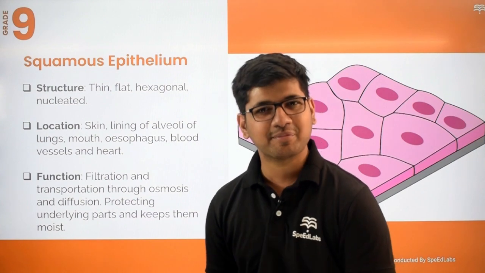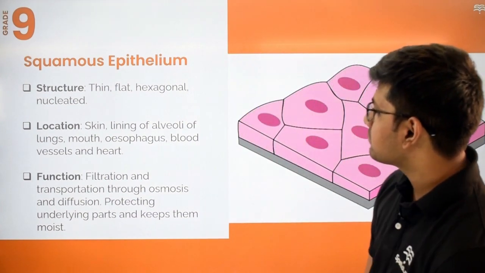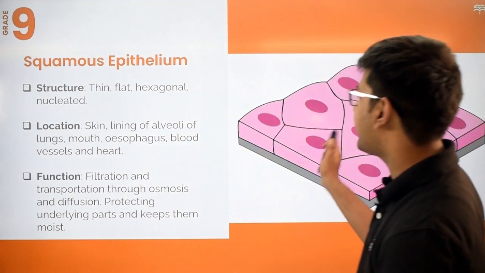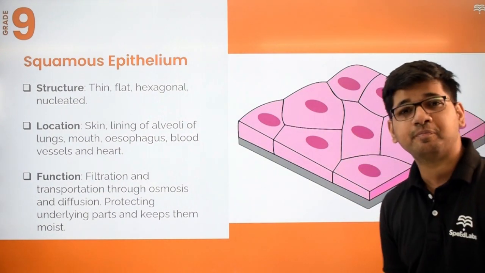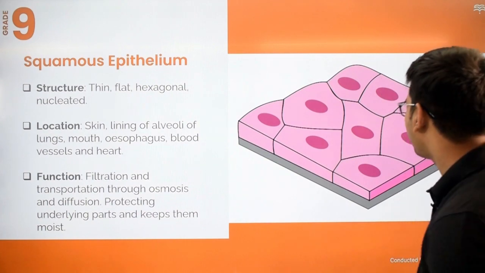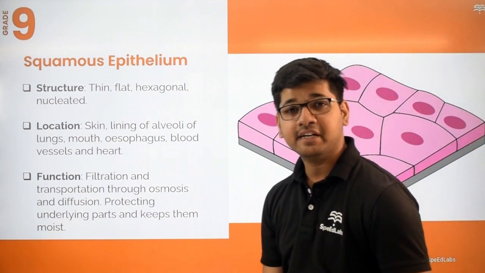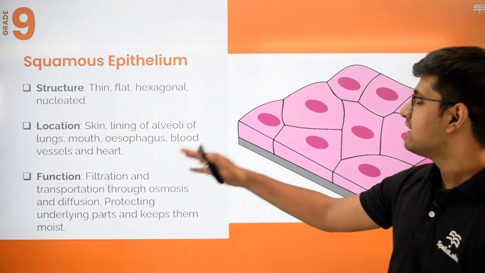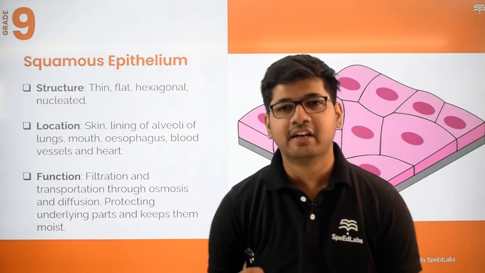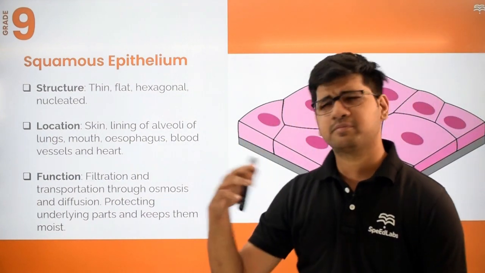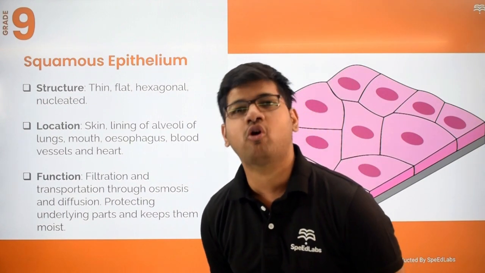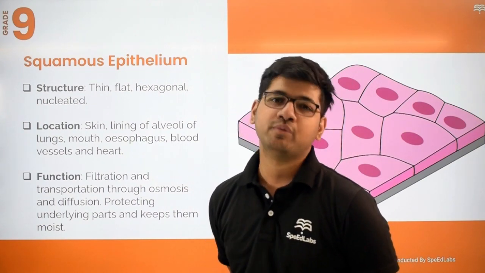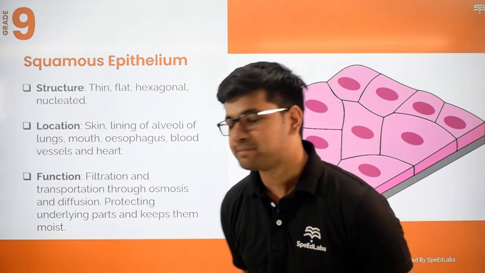study squamous epithelium. Squamous epithelium structurally is thin, flat and hexagonal. Along with it, these darker hue pink spots, the nucleus, are present over here. Mainly where is it found? In skin, lining of alveoli at lungs, mouth, esophagus, blood vessels, heart, you name it. On the external surface of any muscular organ or organ system, you may find epithelium present over there.